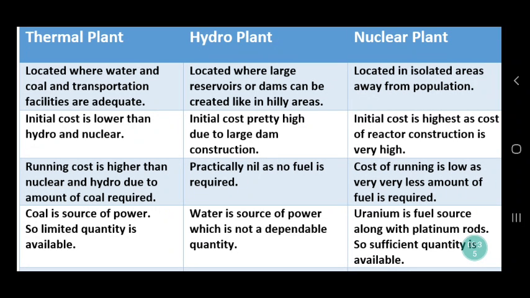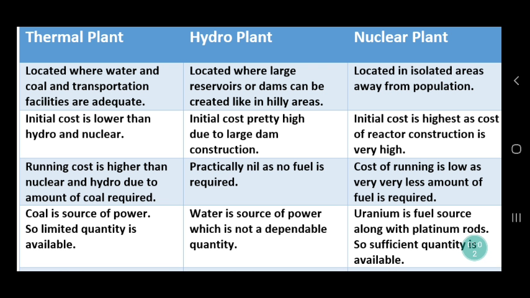The point number one: the thermal power plant, as you have studied, is located where the water and coal facilities are adequate or sufficient. But the hydropower plant is located where large reservoirs or a dam can be created. The first comparison is site selection.